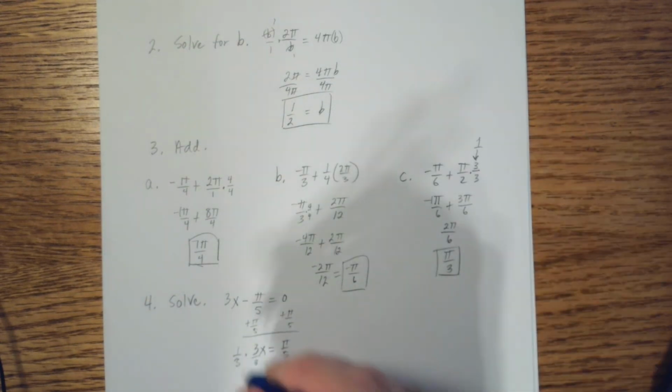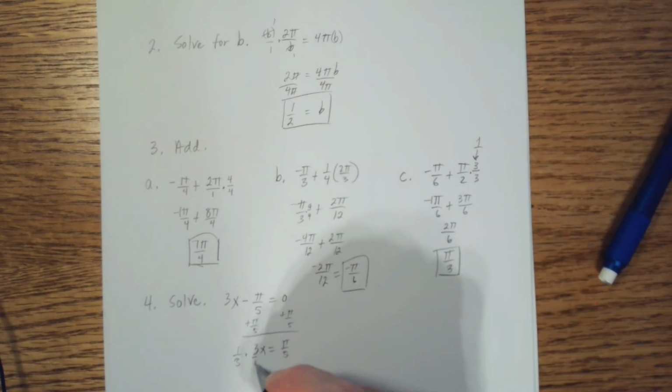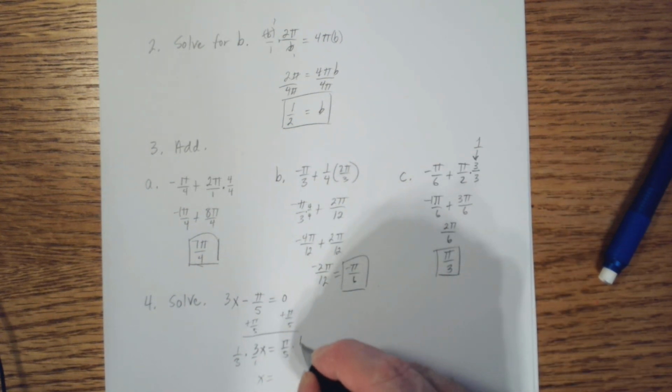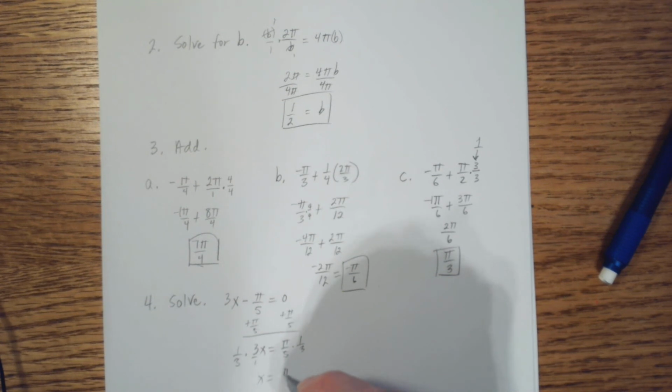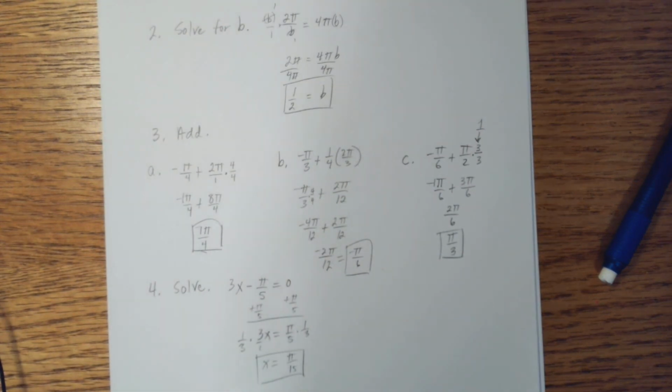When you multiply reciprocals, you always get 1. So 1x, that's just x. And I'll multiply the other side by 1/3, and you get pi over 15. So again, that's not the only way to do that problem, but that's one way. As long as you're getting pi over 15, you're good.